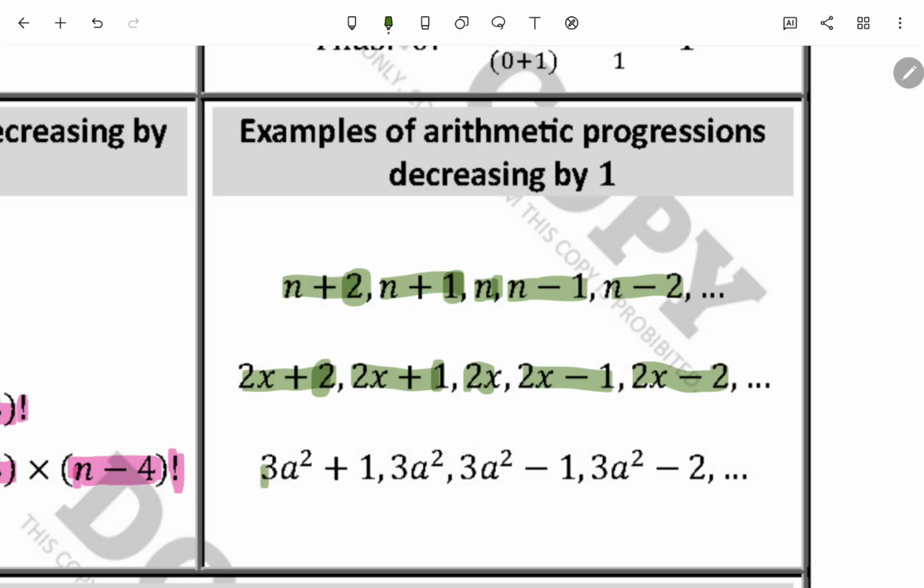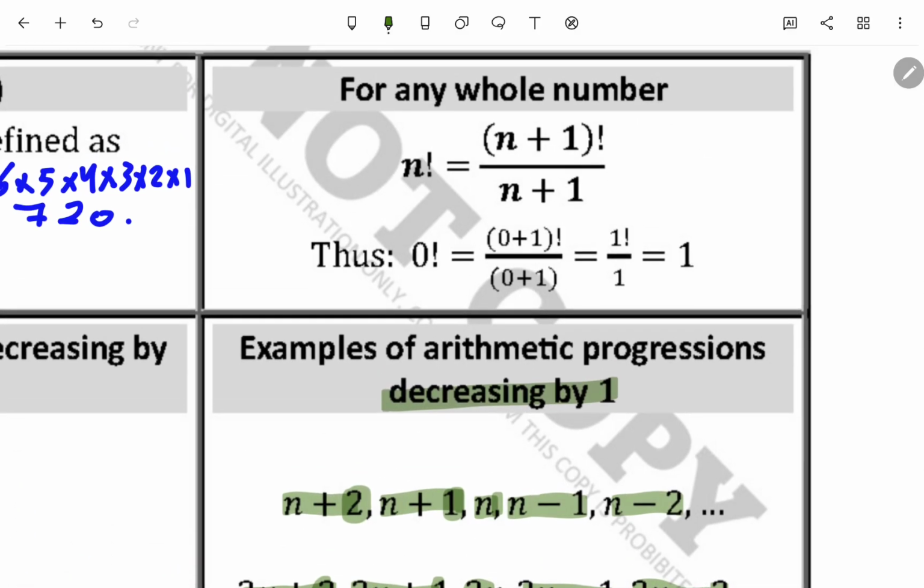Here you have to start with the biggest also: 3a squared plus 1, and before 1 is 0. 0 is not written, so you write 3a squared without anything, then minus 1, because you are reducing by 1, keeping the same form of the factor: 3a squared minus 1. Now we have to read the last box, which is talking about any whole number, and these whole numbers are 0 to 9.